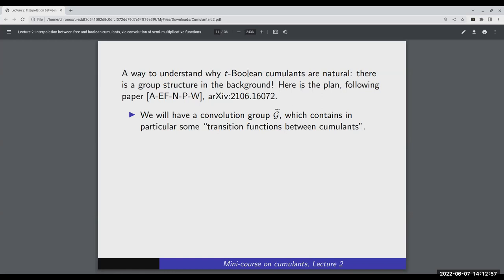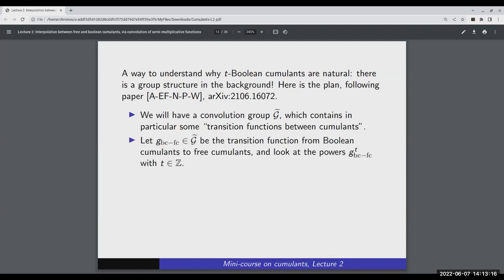At t boolean cumulants in the way it's done in that paper. And actually, what's the paper? Actually, the paper is really focusing on this group G tilde. Yeah, so it's a convolution group, which kind of gives you transitions, in particular transitions between cumulants.